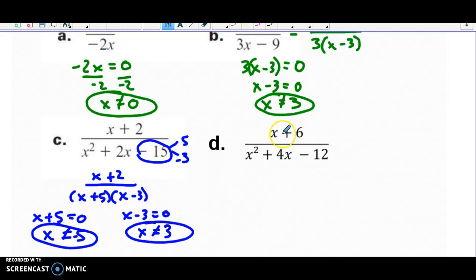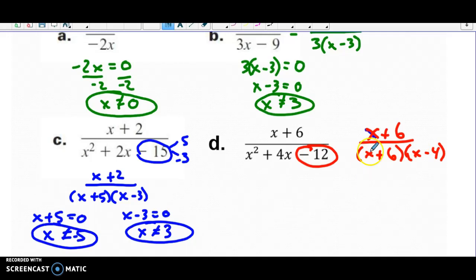For part D, I'm again going to factor first. Again, I can't factor my numerator, but I can factor my denominator. So I'm looking for factors of negative 12 that will add to 4. So I'm thinking of 6 and 2 here. A 6 minus 2 would add to 4. I'm going to factor this to x plus 6, x minus 4.